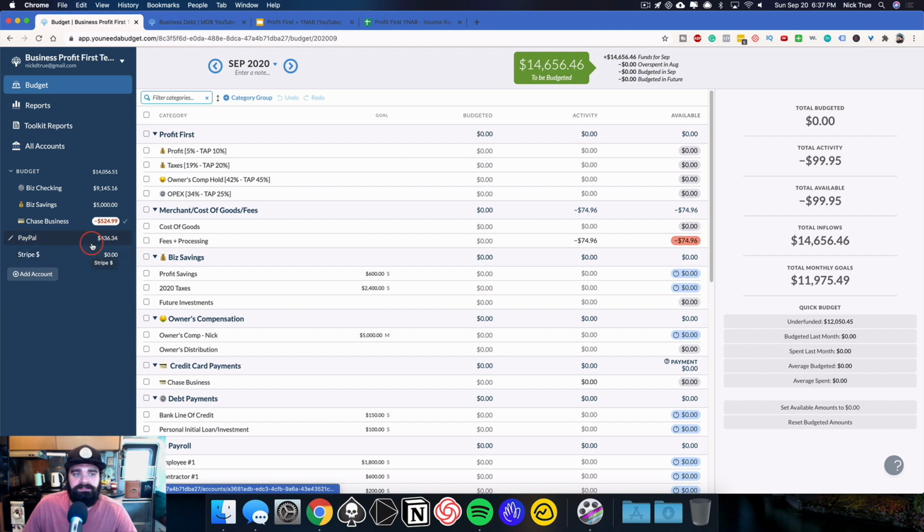You don't have to add these. These are our payment processing accounts for our business. So I like to actually add these in here so that I can track my fees as well, but you don't have to do that. If you want to keep it simple, you can absolutely just have the business checking.